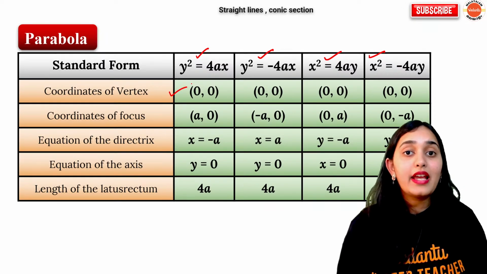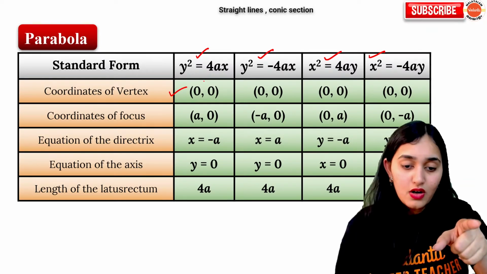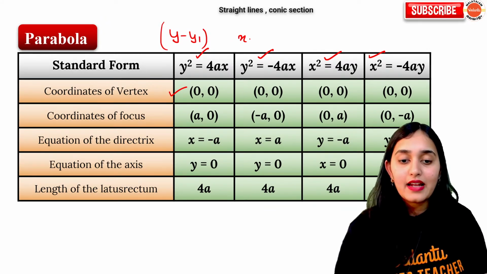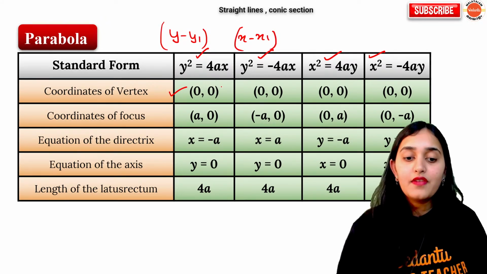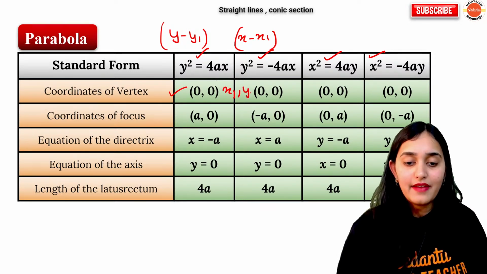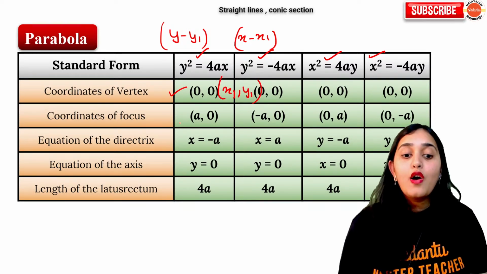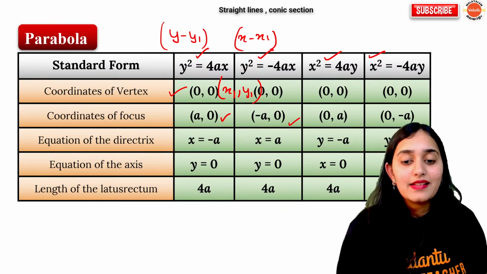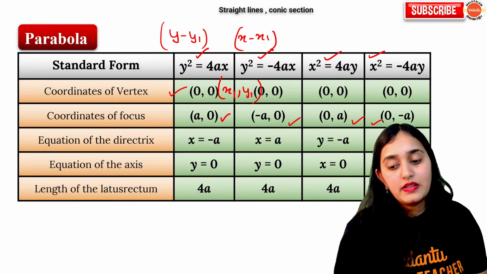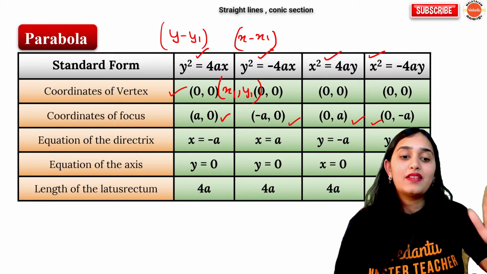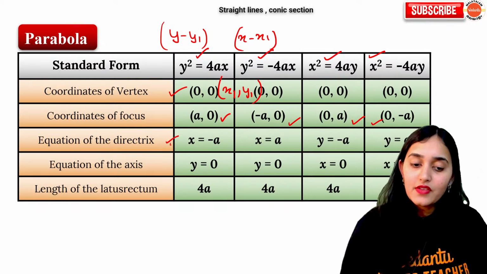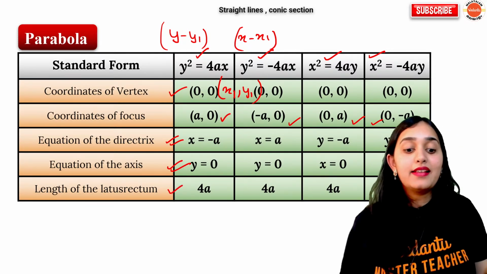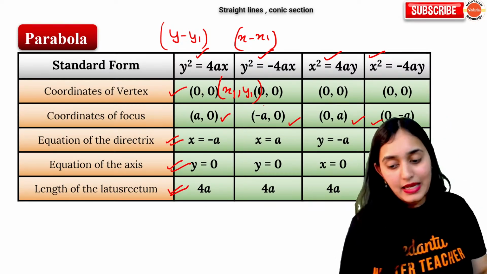The vertex of the parabola is 0, 0. If it is not 0, what will we do? We will put y minus y1 and x minus x1, if the vertex is x1, y1. Please remember this. Focus will change. It will become a, 0 or minus a, 0, or 0, a or 0, minus a, depending upon the equation of the parabola. Directrix will also change. Equation of the axis will also change. But the latus rectum length will be the same.